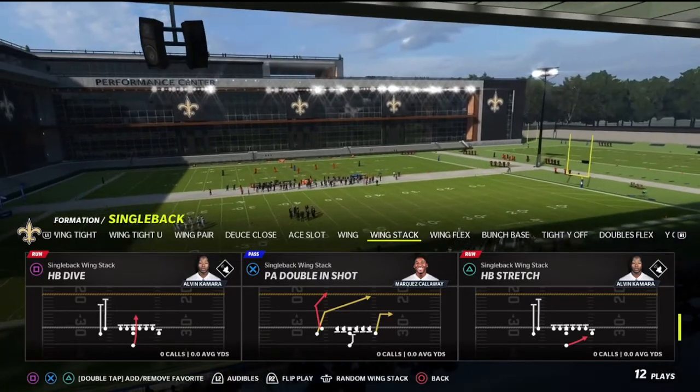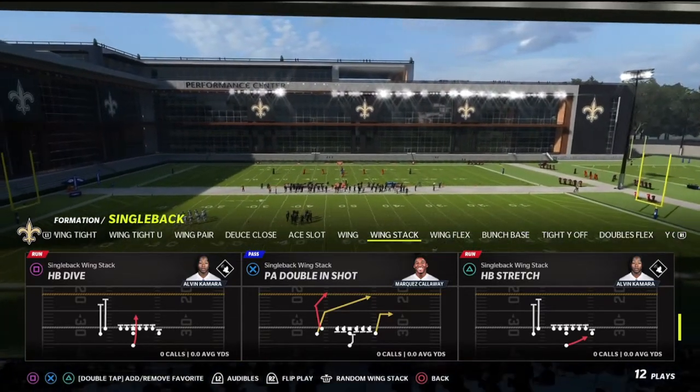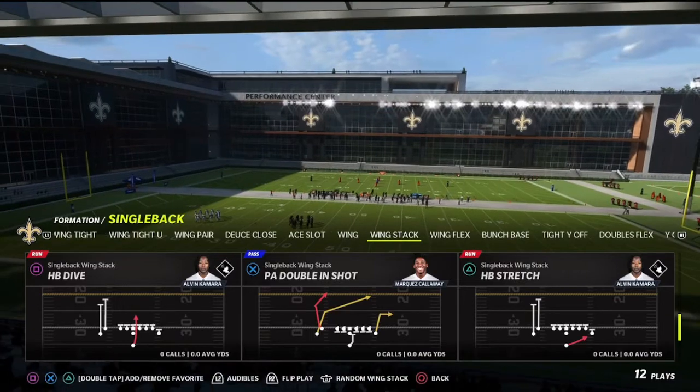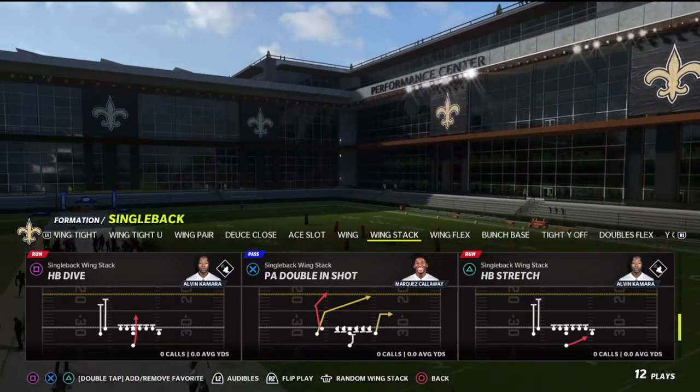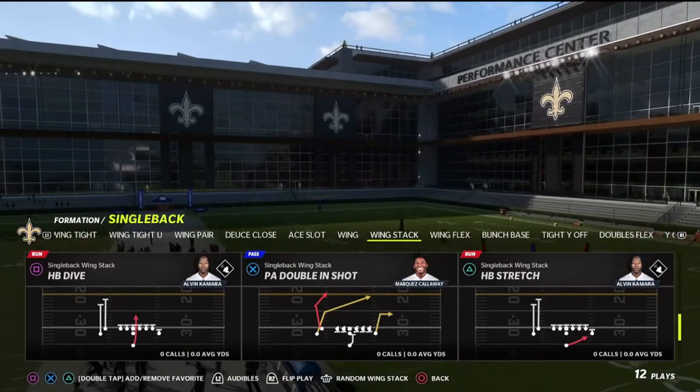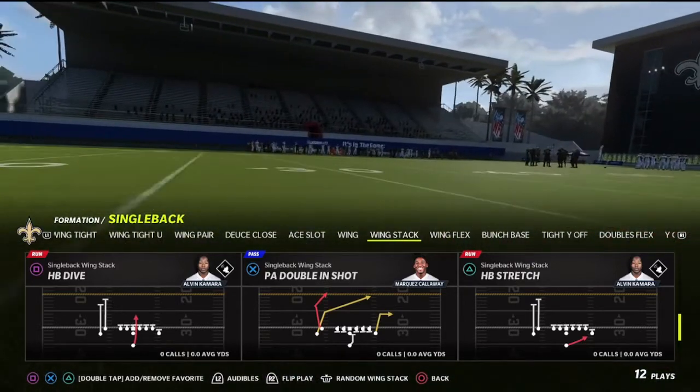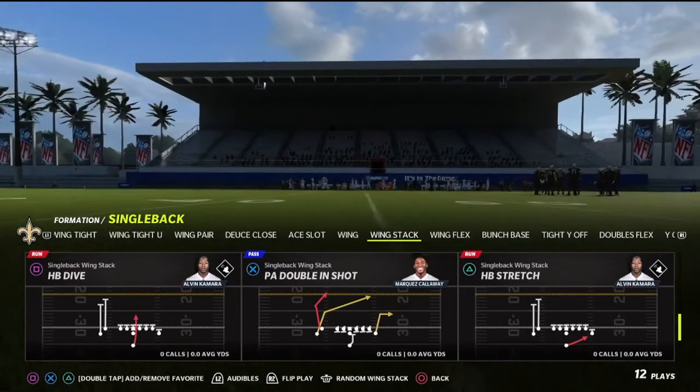Okay. So just be mindful of when you call plays of a certain concept, and make sure you're varying up your formations. Make sure you're varying up when you call stuff. Don't just call the same crossing route every third down. Don't call a corner route every third down. Don't call bunch formation every third down.